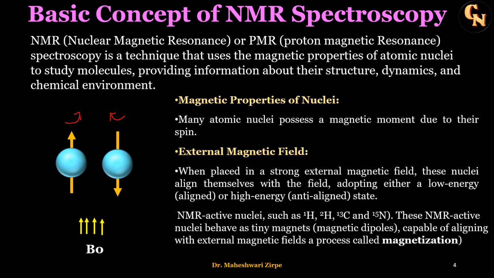Suppose we have taken a number of molecules, and a number of atoms are present, all placed in the magnetic field. Among all these atoms, many will be in the same direction as the magnetic field, moving upward in the same direction, but there will be a few which oppose the direction of the magnetic field.